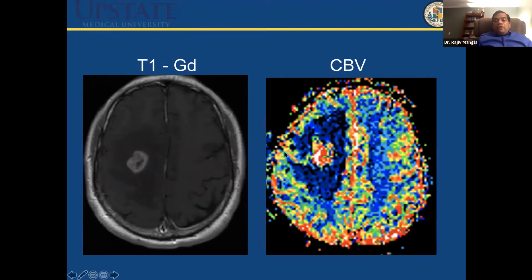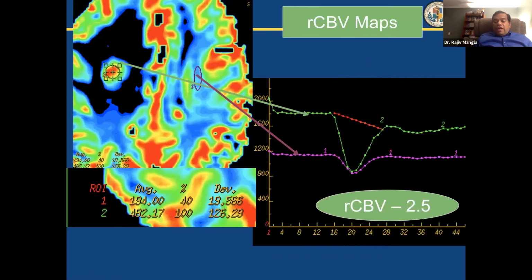peritumoral area. Metastasis has very well defined margins. Here, you cannot tell the margins, but on the perfusion maps, the margins are very irregular, ill defined. So we saw that there is very high perfusion, and the lesion has irregular margins, and that's why this lesion is a glioblastoma.